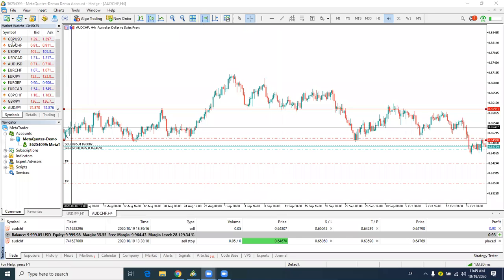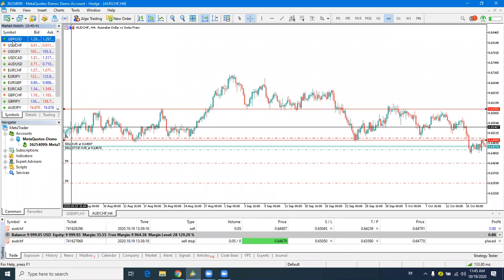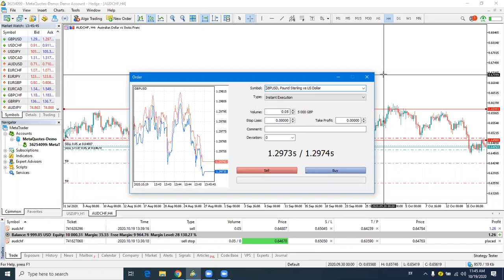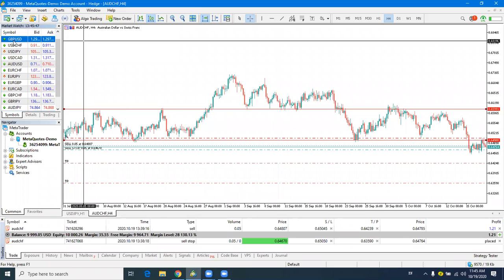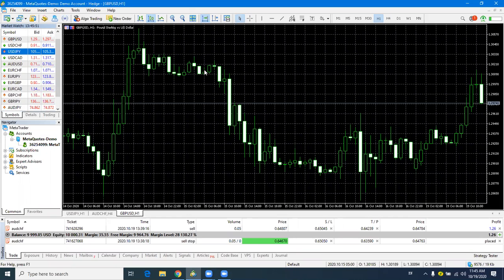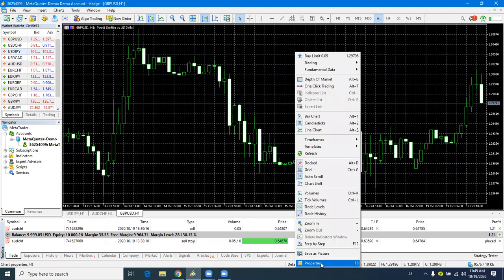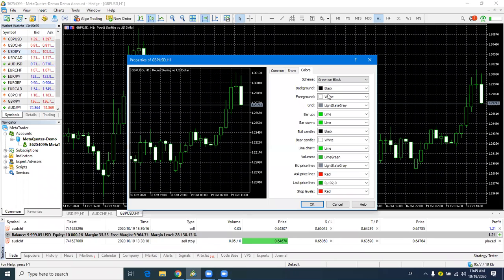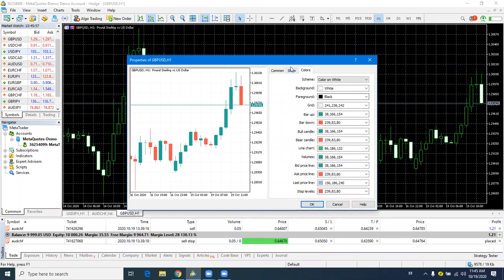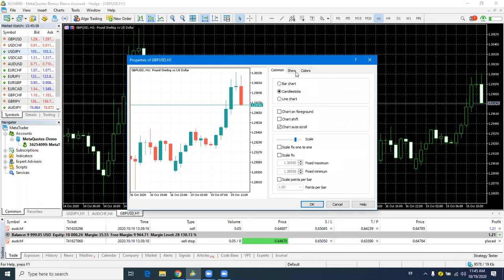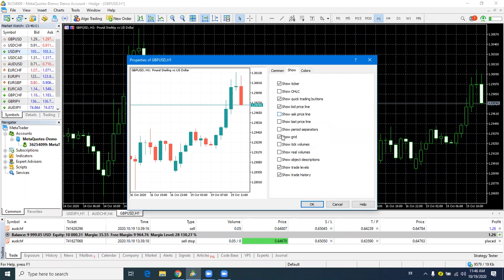Okay, so I'm looking at a market where we can buy. Let's take a look at GBP USD chart window. GBP USD, column white, remove grid, okay.